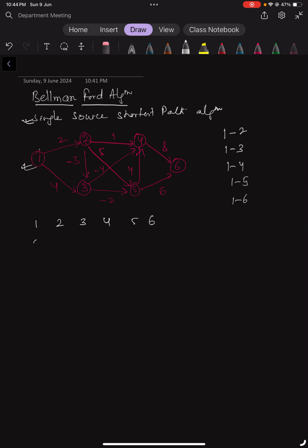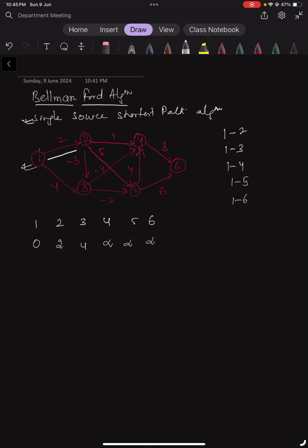Obviously from 1 to 1 it is 0. 1 to 2, there is a direct edge from 1 to 2, so we are considering that with the distance 2, and there is a direct edge from 1 to 3 whose distance is 4. And 1 to 4, when there is no direct edge, what we are going to do is put that as infinity, and 5 also there is no direct edge from 1 to 5, so this is also infinity. 1 to 6 also it is infinity in the first stage.